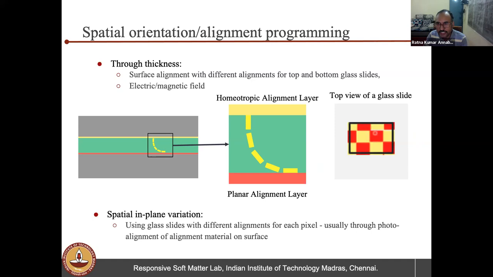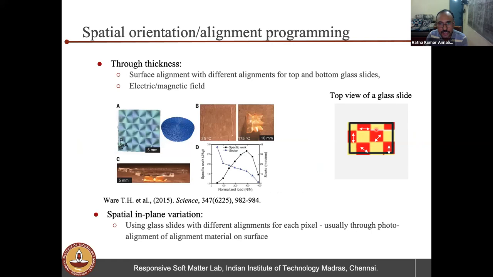For instance, if you zoom into this top view of the glass slides, you can have different orientations. And because of these orientations, you can actually generate different kinds of liquid crystal systems. And when they are exposed to light, they can have different kinds of deformations. You can see here it's a flat liquid crystal layer, and with an orientation of this kind and that sort of orientation, when it is exposed to light, it gives a deformation of this kind.